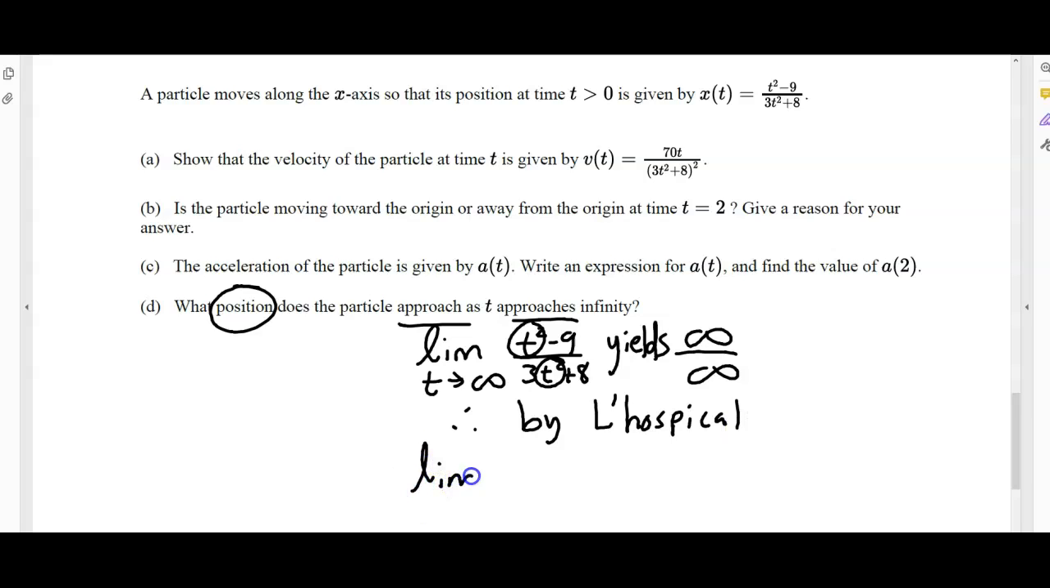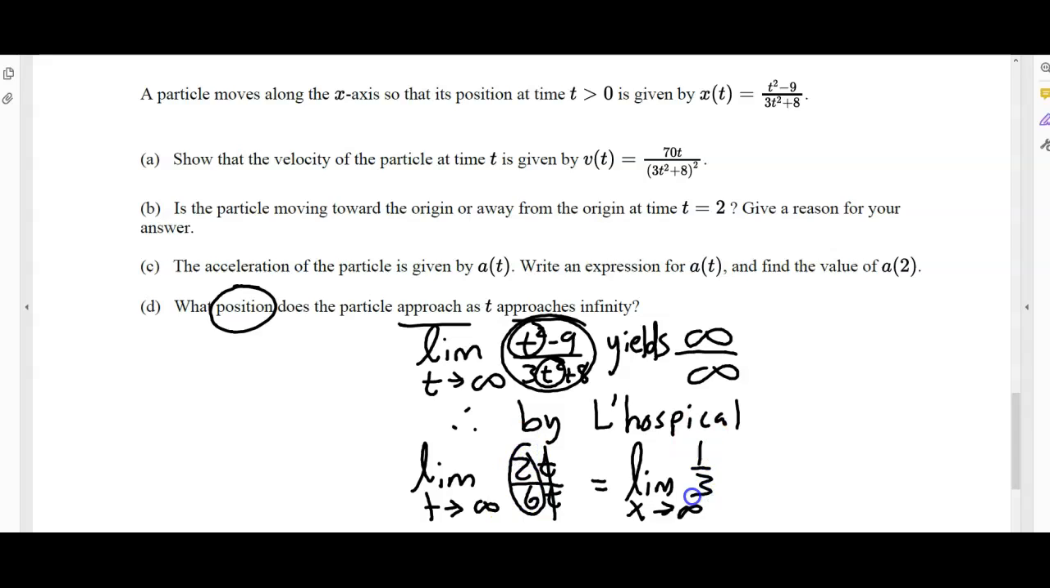we're going to say that the limit, therefore, is equal to the following. Take the derivative of the top and the bottom. So I get 2t over 6t, and these reduce, which means that I have the limit as t approaches infinity of 2 over 6, which is 1/3. And anytime you have a constant there, that means it's always 1/3. Doesn't matter how far out to infinity you go, it's always 1/3. And so there's our answer. So what position does the particle approach as t approaches infinity? It approaches a position of 1/3 on the x-axis. All right, so it's a L'Hopital question.